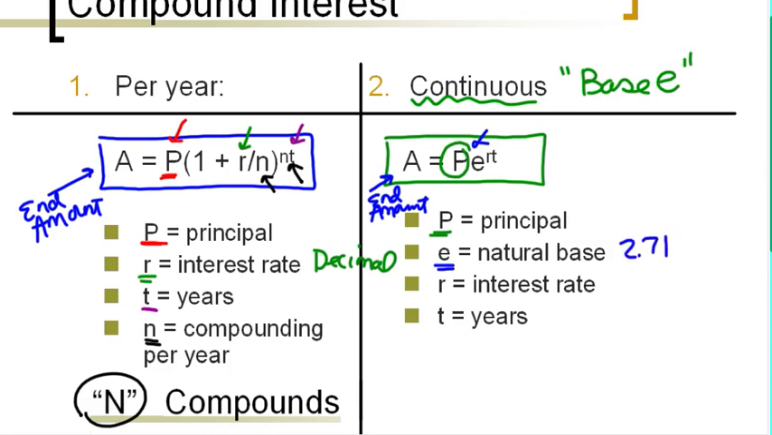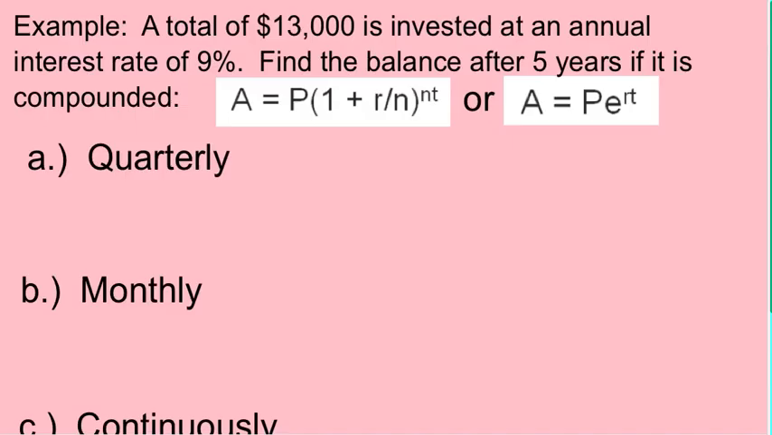Your interest rate, again, remember it has to be in decimal form. And then your T is your time in years. So be careful that if we give you a half of a year, then you need to put in 0.5 for T. So let's go on to an example.